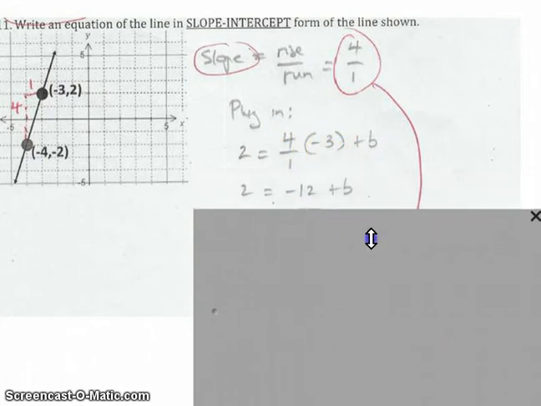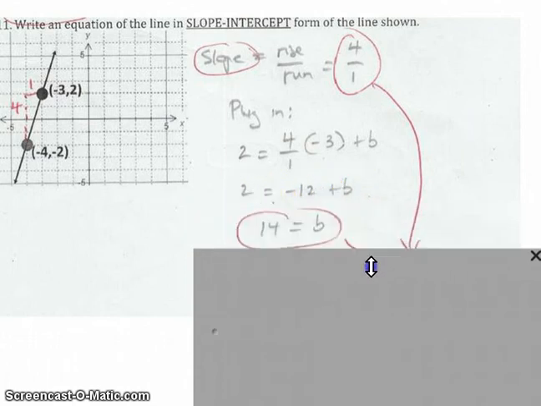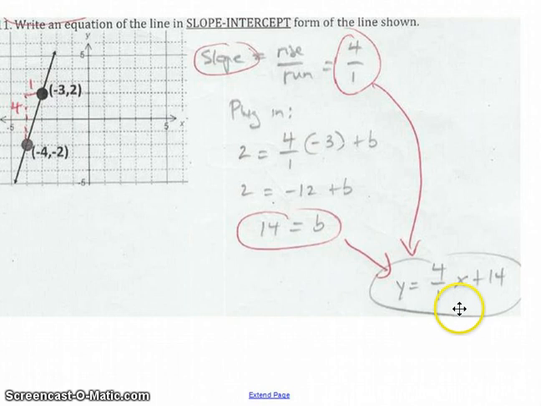4 times negative 3 is negative 12. 2 equals negative 12 plus b. I move the negative 12 over. I'm going to find out that b is 14. And once again, I've got the 2 pieces I want, slope and y-intercept. Put them together, and my equation is y equals 4x plus 14. Let's see, that was the last question for this page, and next video we'll start with the next page.